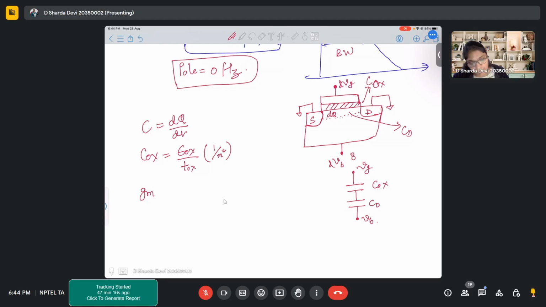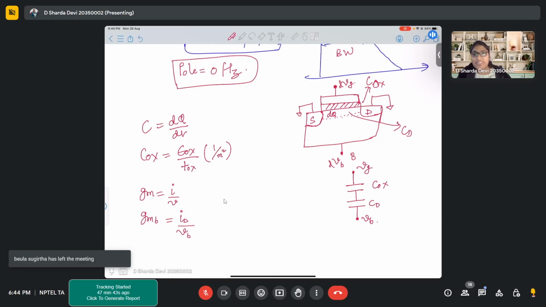Talking about gm, what is gm? Transconductance, current upon voltage, I upon V, differentiation with respect to VGS. So let's say I want to find gmb, that is the change in current with change in my body voltage. Because till now we considered gate voltage and drain voltage; source and body were always shorted, and source was grounded always. Now I'm introducing another voltage, that is body voltage VB. So what will be the transconductance because of this particular body voltage? That is what I want to analyze.